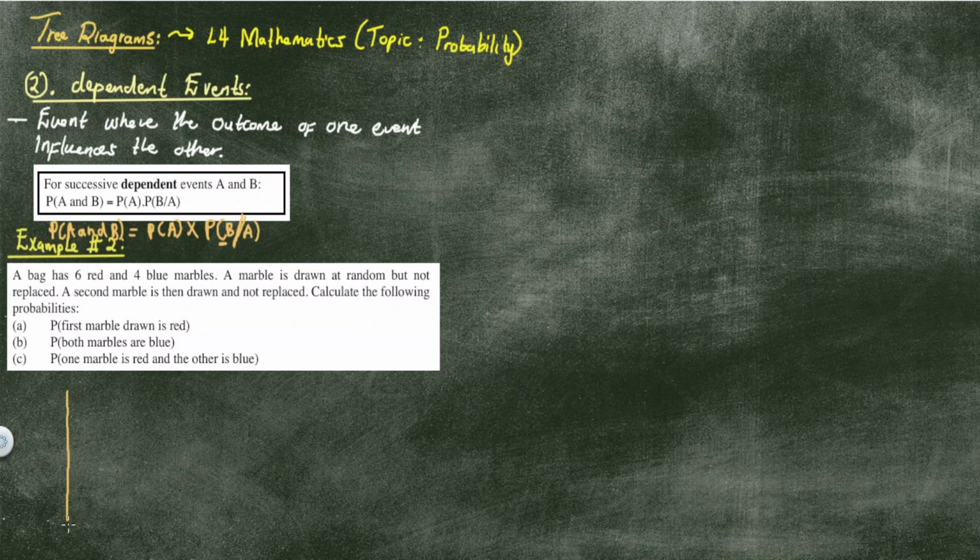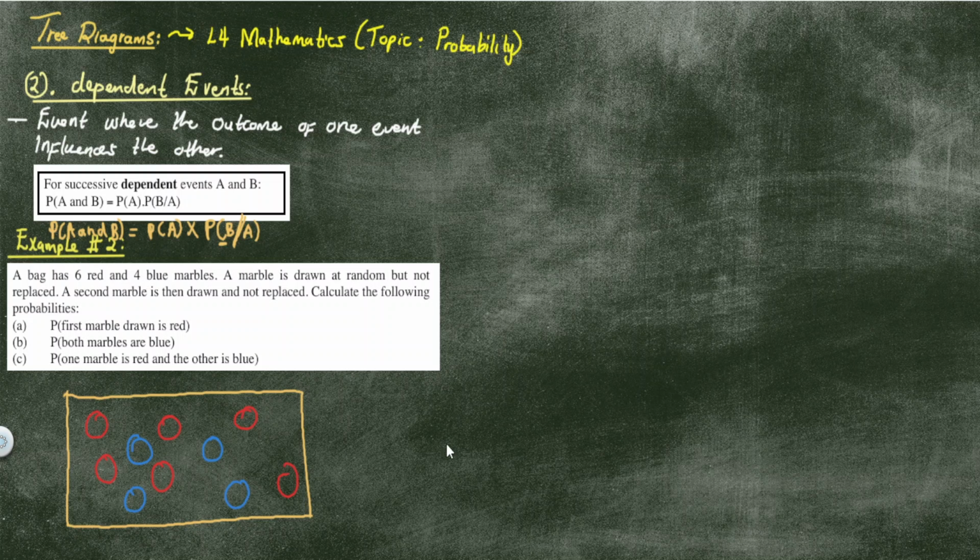Now, our visual. I'm going to create the bag. This is the bag, which is the sample space. We have 6 red marbles: 1, 2, 3, 4, 5, then 6, and 4 blue marbles: 1, 2, 3, 4 blue marbles. All right. So a marble is drawn at random, but not replaced.